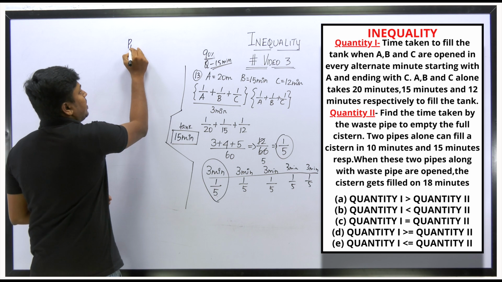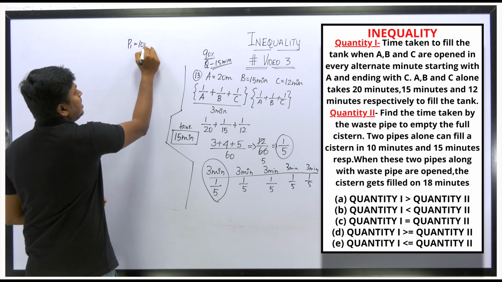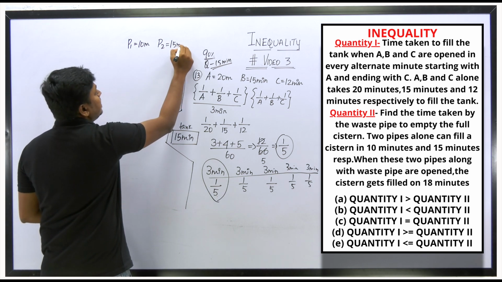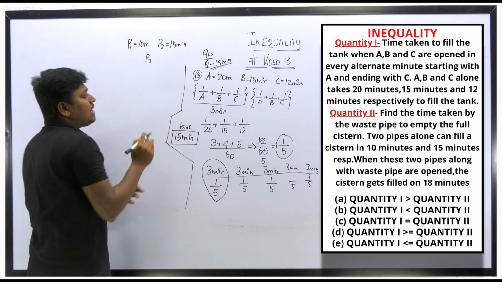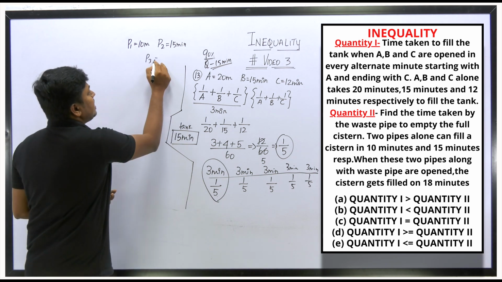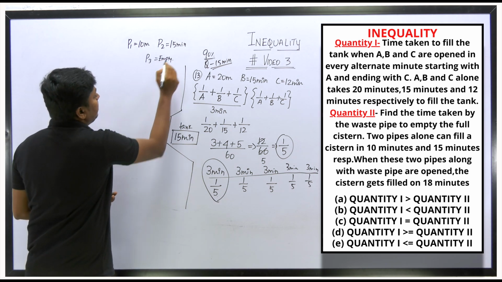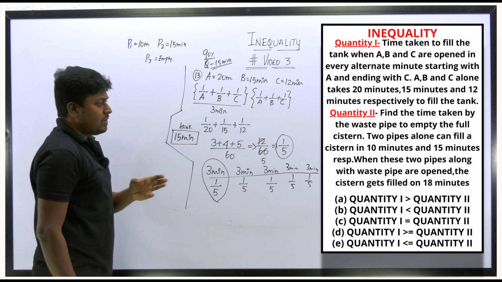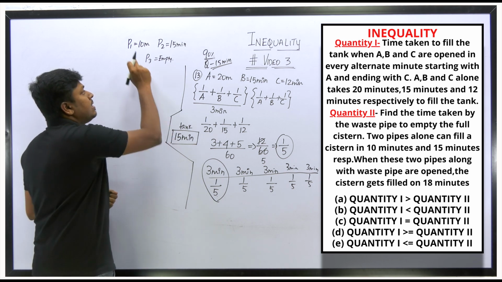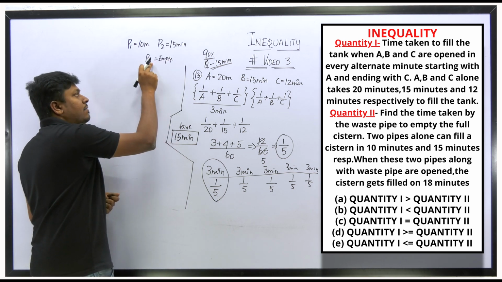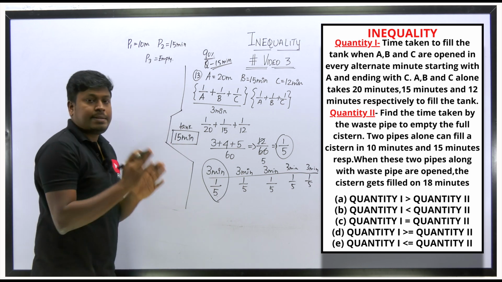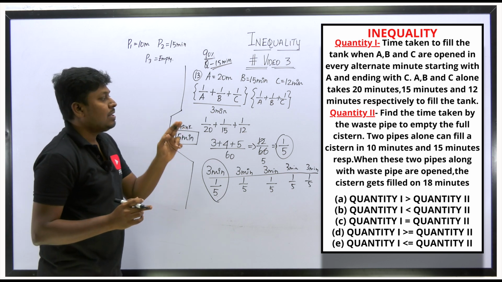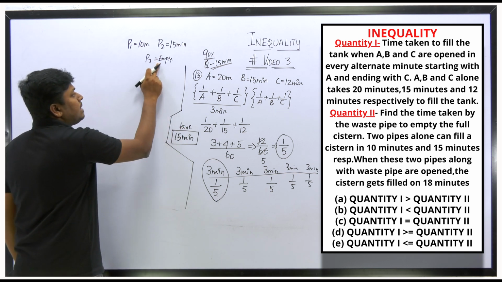So let me take pipe 1. Pipe 1 alone can take 10 minutes to fill the cistern. Similarly, pipe 2 will take 15 minutes to fill the cistern. There is another pipe, so let me keep it as pipe 3. Pipe 3 empties the cistern. Got it? So an empty pipe. Okay, so now what is the target? These 2 pipes along with the waste pipe have been opened. So the total time taken to fill the tank is 18 minutes. Our target is to find the time taken by the empty pipe to empty the cistern.